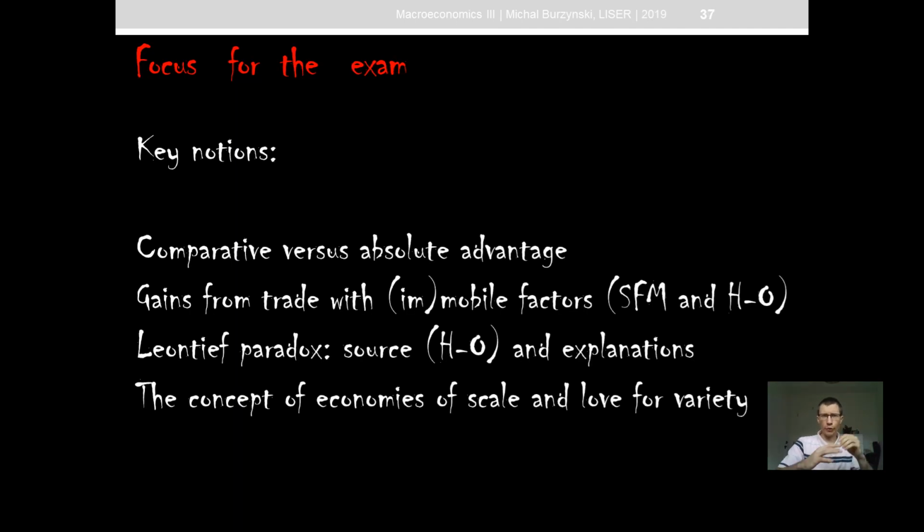All right, as usual, some focus for the exam: comparative versus absolute advantage, gains from trade with mobile and immobile factors, the Leontief paradox, what it's about and how it was solved, and the concept of economies of scale and love for variety. I'm pretty sure you don't have to know how to derive the exact Krugman model at the exam, but you have to know the economic interpretation of each and every equation of the model. And for this, you need to know where it comes from. So it's always good to know the micro foundation of all of those equations that we see there and how to derive them. This gives you some more economic interpretation.